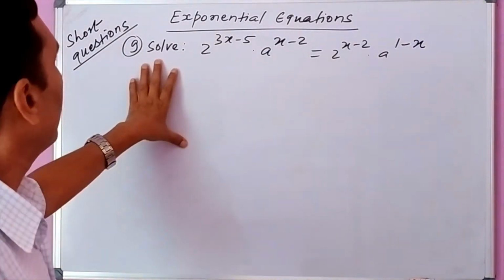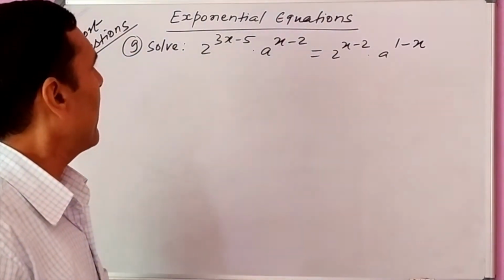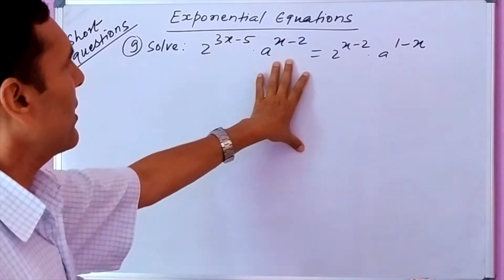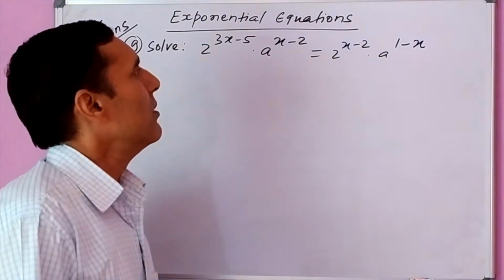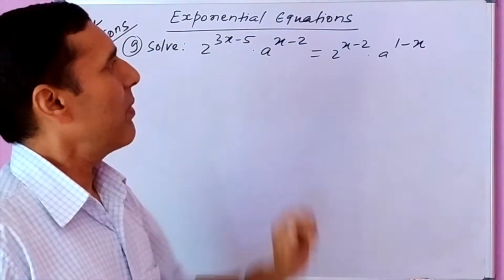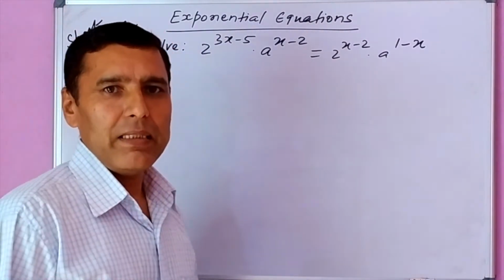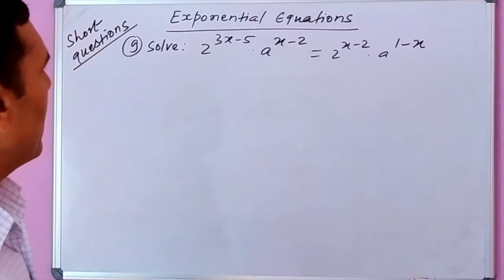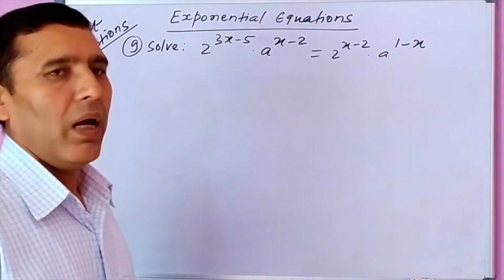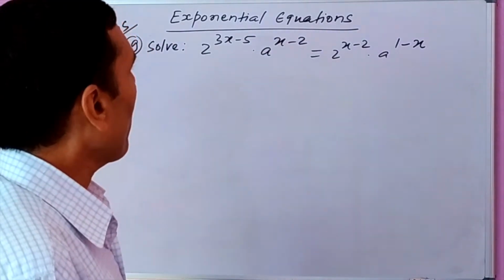Question number 9. 2 to the power 3x minus 5 into a to the power x minus 2 is equal to 2 to the power x minus 2 into a to the power 1 minus x. In this question, you can see that there are two bases. One is 2, another one is a.